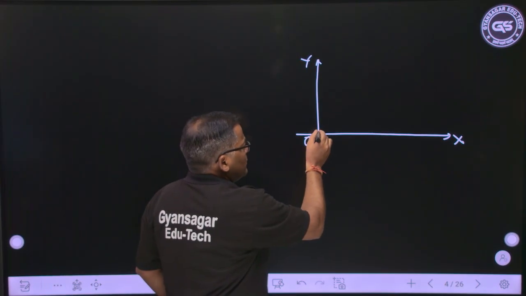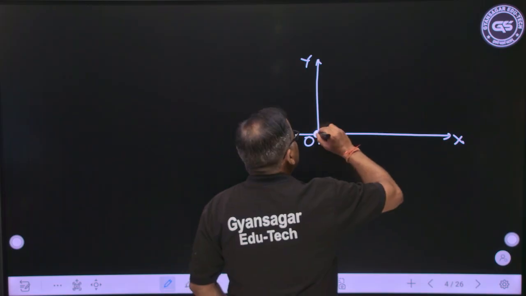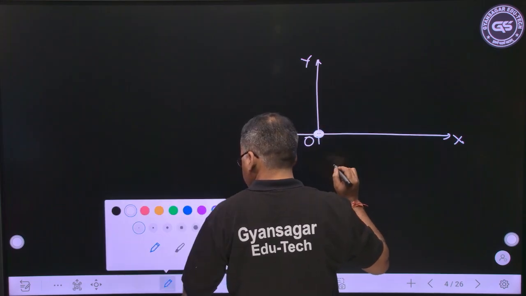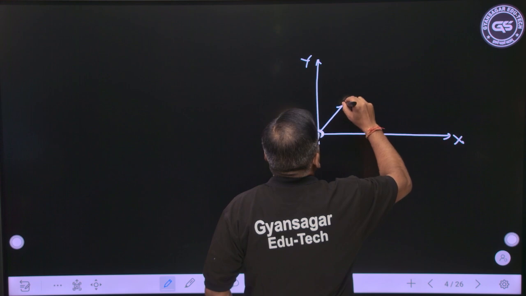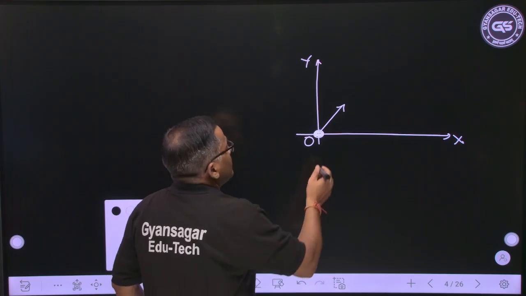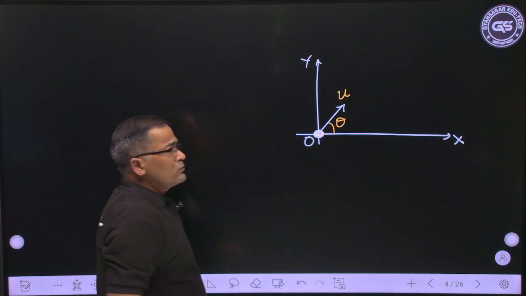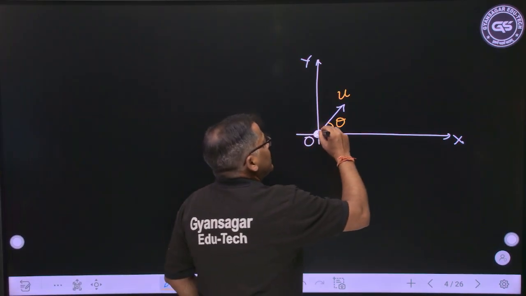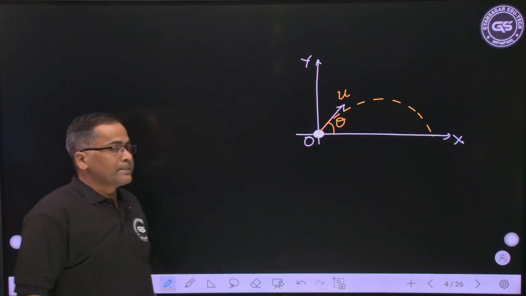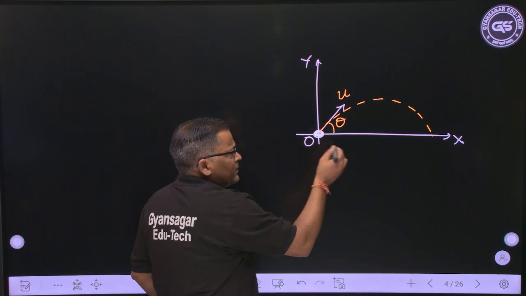A body is thrown from here, let me say with some velocity u, like this. Then from here, let me say this angle is theta. This is my initial velocity u. This body will take a path like this. So this path, body starts from here and lands here.